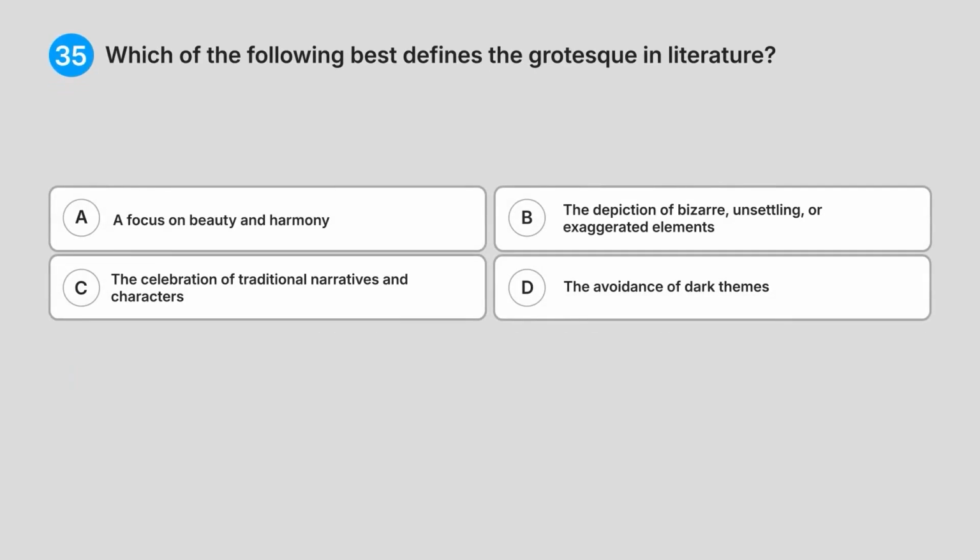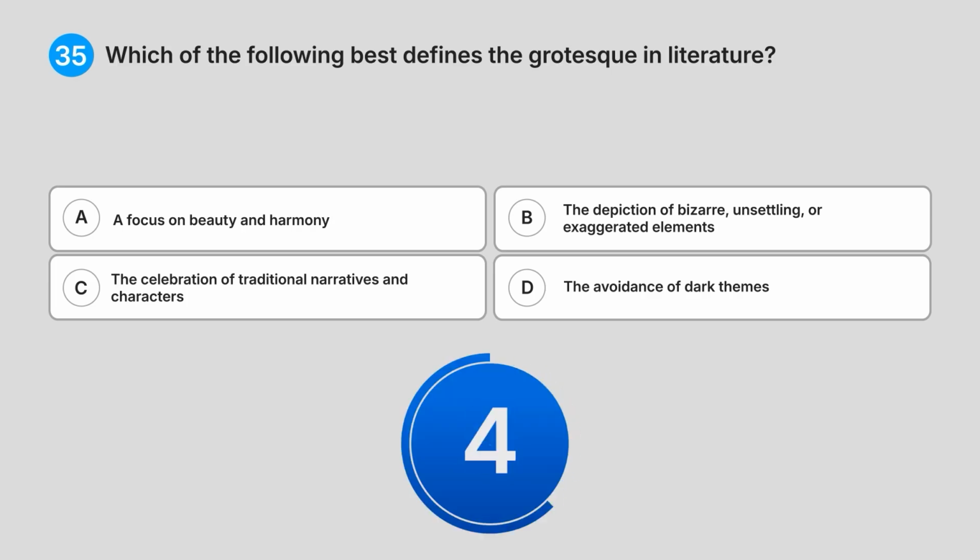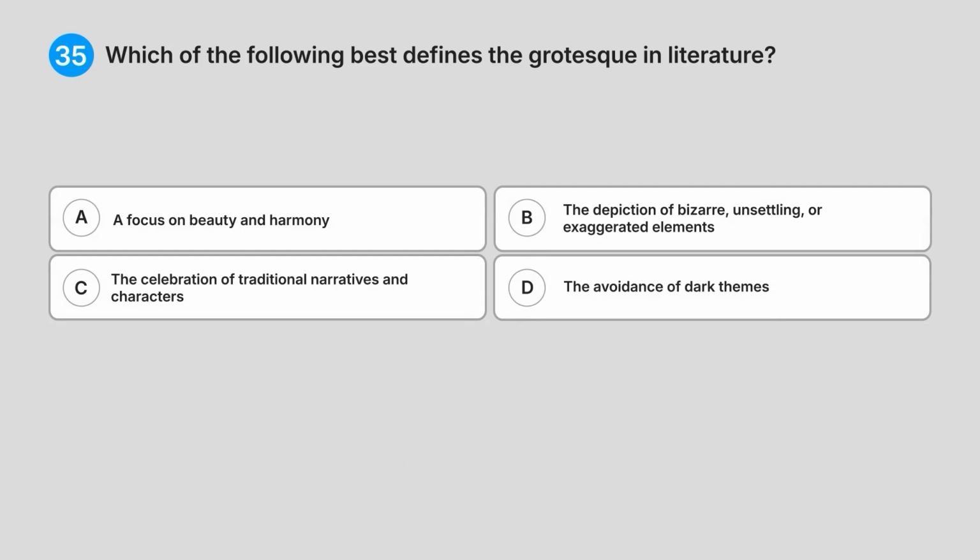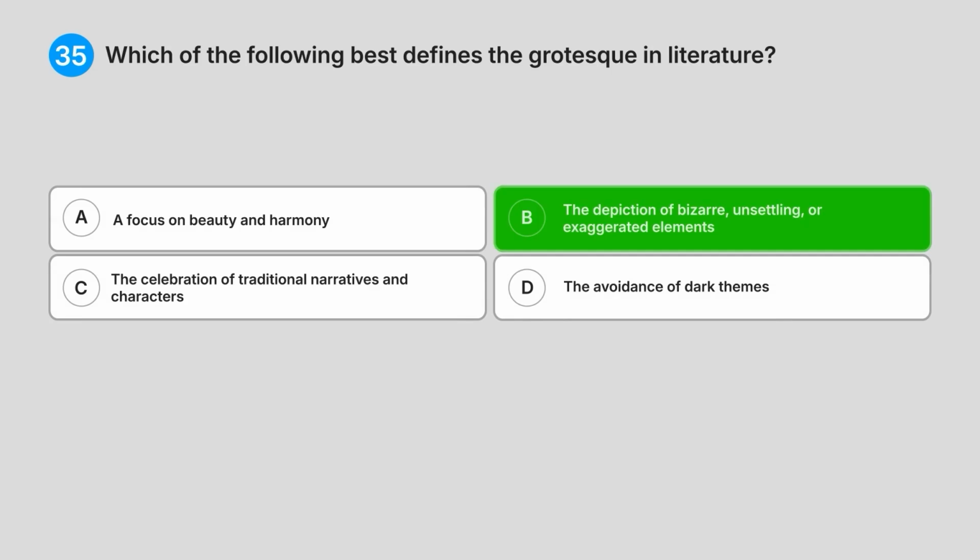35. Which of the following best defines the grotesque in literature? A. A focus on beauty and harmony. B. The depiction of bizarre, unsettling or exaggerated elements. C. The celebration of traditional narratives and characters. D. The avoidance of dark themes. Do you know the answer? Correct answer: B. The depiction of bizarre, unsettling or exaggerated elements.